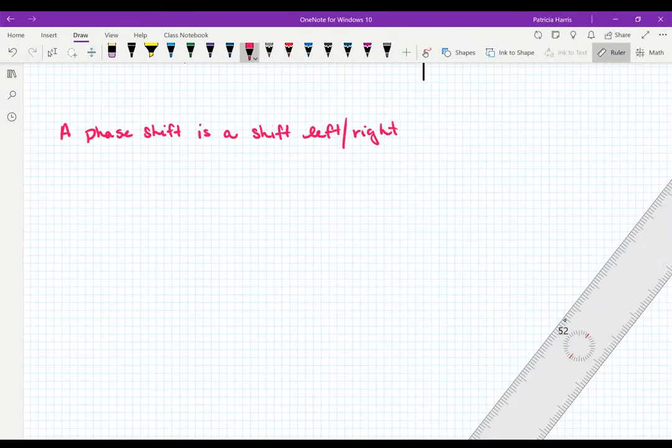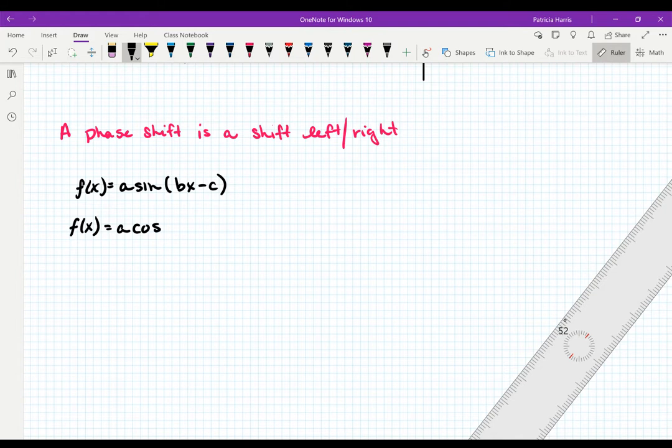Okay, so what they're going to do is they're going to look like this. So we have our amp. Okay, now there's two ways to write them. We can write them inside parentheses. Okay, or we can write them outside parentheses. I will work with inside because that is what Edgenuity does.